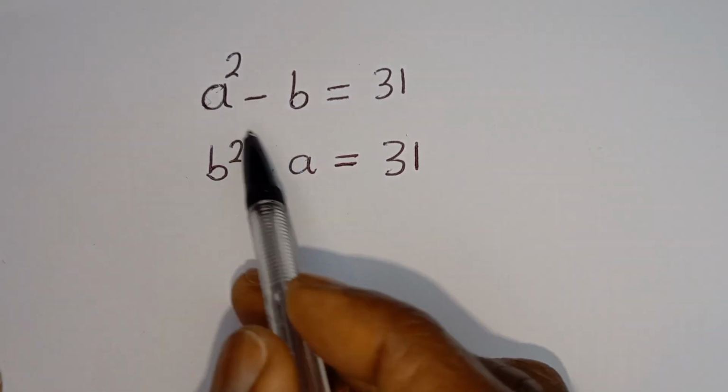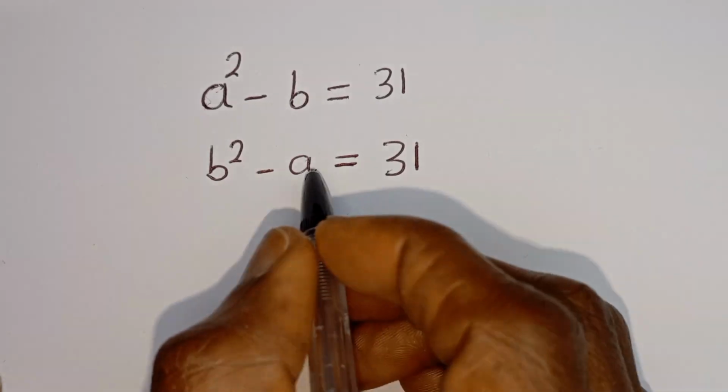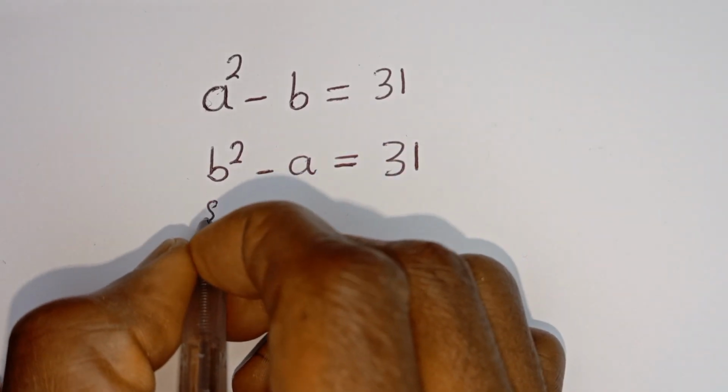Hello, how to solve for a and b in this equation? A squared minus b is equal to 31. B squared minus a is equal to 31. Solution.